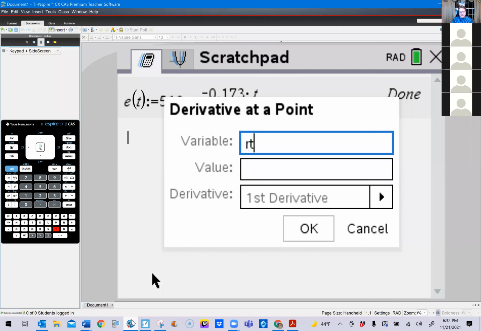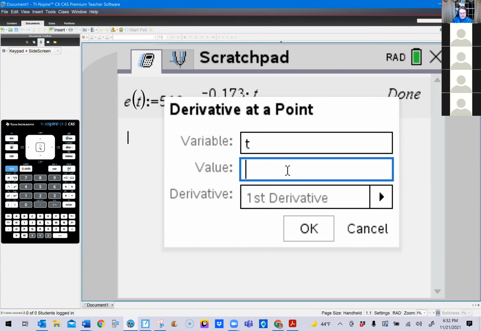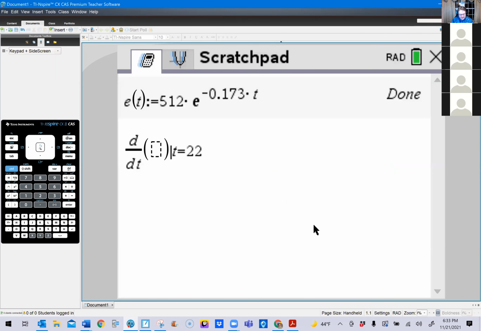So because I entered the function as t as our variable, we better stick with that. TI-84 people, you're going to probably be sticking with x. The value is 22. Once again, this is a first derivative. Hit OK. And then here, we're just going to type the function in, e of t, and we should be good to go. Those of you that are using a TI-84, I think your best friend is Math 8. Math 8, I believe, is your shortcut to pull up this derivative, and then you can evaluate it at a point there. So we have negative 1.969.